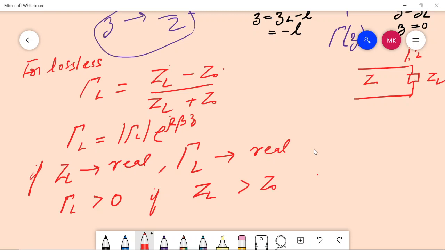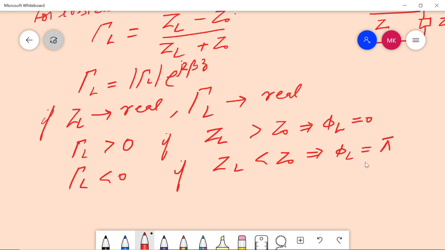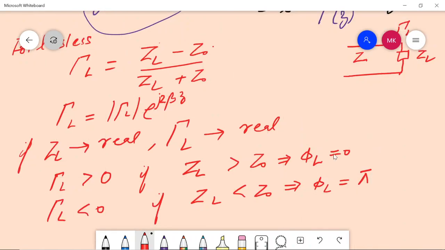What it means is that now the phi L will be 0. And gamma L will be negative if ZL is less than Z naught. So this implies that phi L will be pi or minus pi. So it will be phi L 0 or 2 pi, same thing. Similarly, you can have the phi L to be pi. So you have this property here.